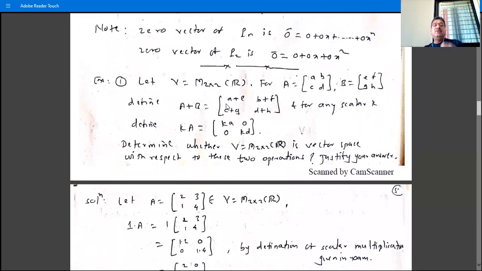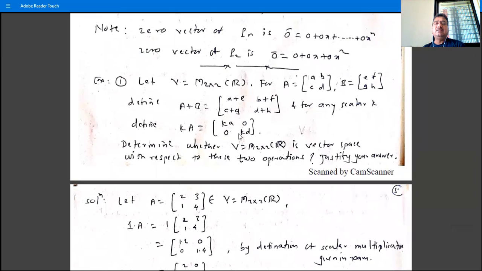Now we have to give examples which are not vector spaces. When a set does not satisfy any one property out of the 10 properties of a vector space, then that set is not a vector space.